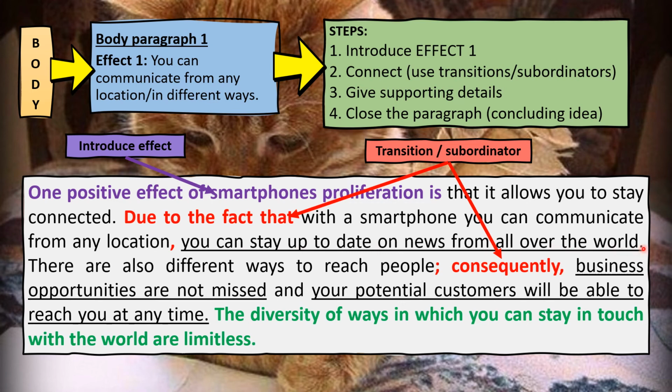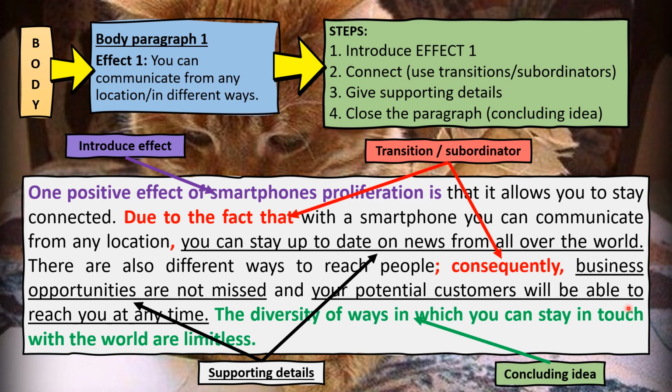That's it. Then I am connecting with a transition here. There are also different ways to reach people. Consequently, business opportunities are not missed. And then I'm giving some supporting details: and your potential customers will be able to reach you at any time. So finally, I am closing with a concluding idea. The diversity of ways in which you can stay in touch with the world is limitless. And that's it. That's all.